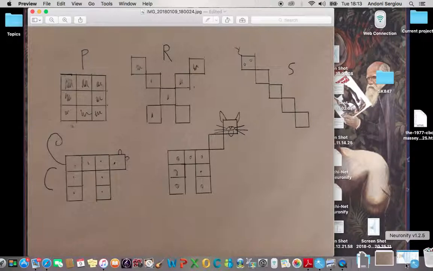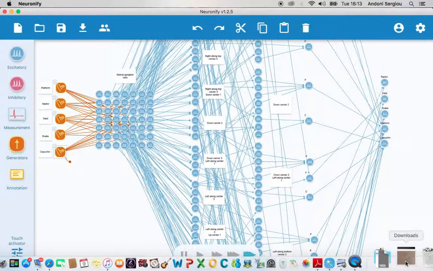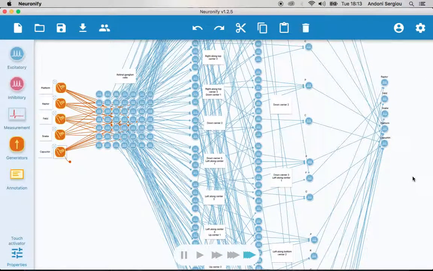So going on to Neuronify, and I must say at this point that Neuronify is an absolutely amazing application. I'd recommend it to neuroscientists, cognitive neuroscientists, biological anthropologists, psychologists, cognitive psychologists, evolutionary psychologists, any of you guys out there. I'd really thoroughly recommend it.